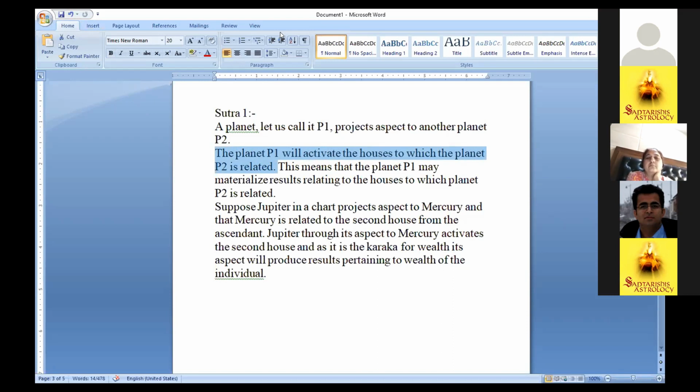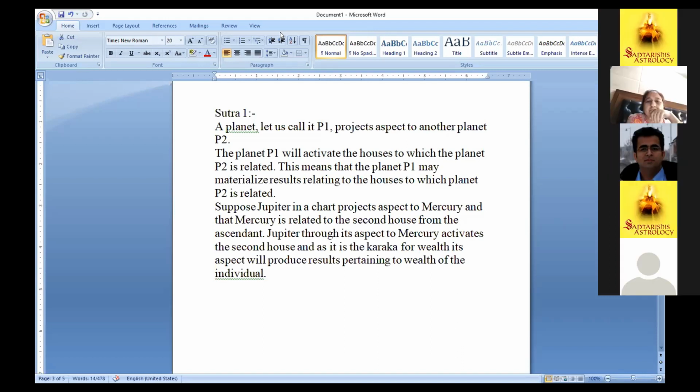For example, suppose Jupiter is aspecting Mercury. Mercury always shows two houses, but let's say Mercury is related to the second house. Then Jupiter, through its aspect to Mercury, will activate the second house also. What is common between these two things? Jupiter is the Karaka of wealth. The second house is also the house of wealth. It means when Jupiter aspects Mercury, it can give the result of wealth also.